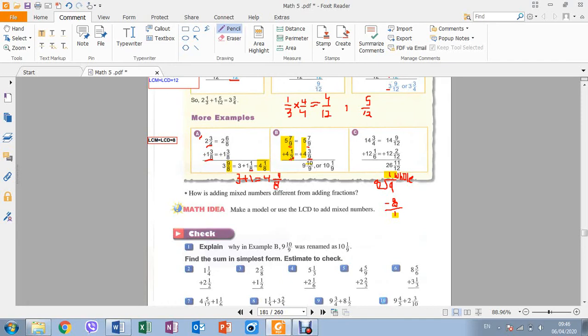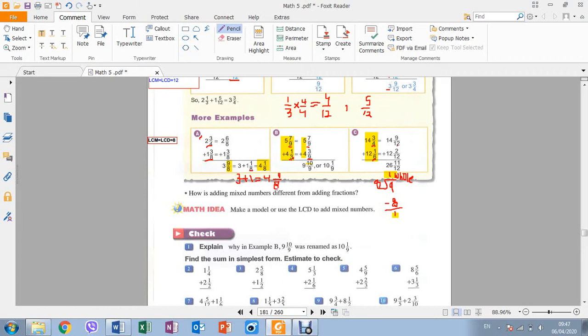Okay. The last example is 14 and 3/4 plus 12 and 1/6. Okay. What we need to do? The first step, we need to find the LCM for these two fractions, because they are unlike denominators, we need to change them to a like denominator. 4 and 6. Okay. Look, the LCM for these two fractions is 12.